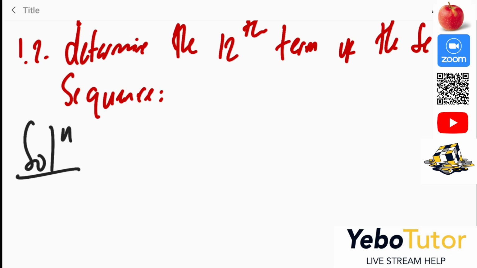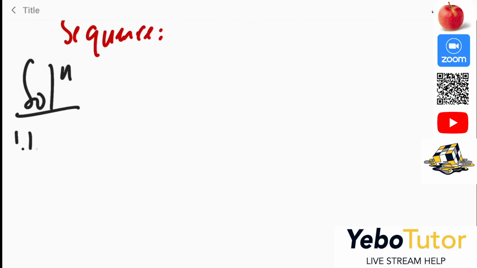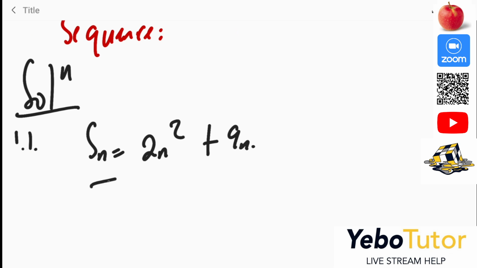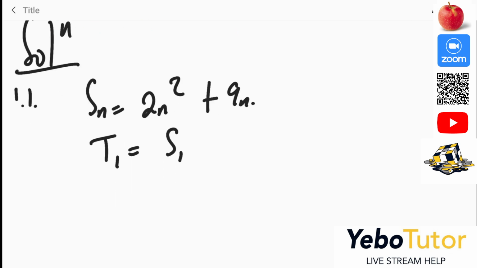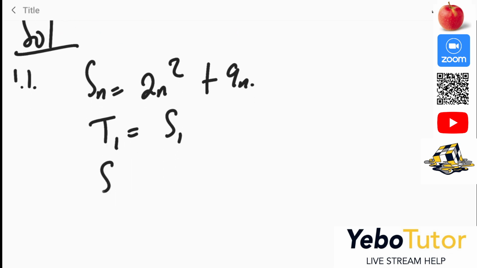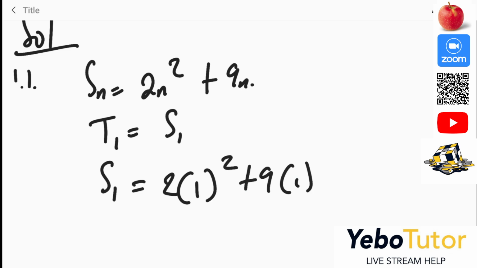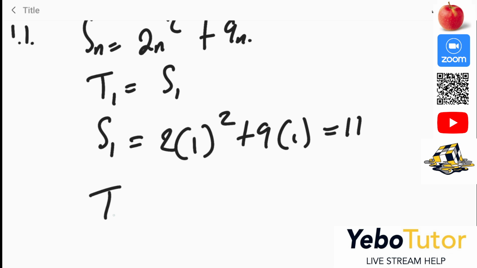The first thing is to understand that we are given Sn equal to 2n squared plus 9n, and we know that T1 is equal to S1. So we can calculate our S1. Where there is n, we replace it with 1: 2 times 1 squared plus 9 times 1. So 2 plus 9 is equal to 11, which means that S1 is equal to 11.